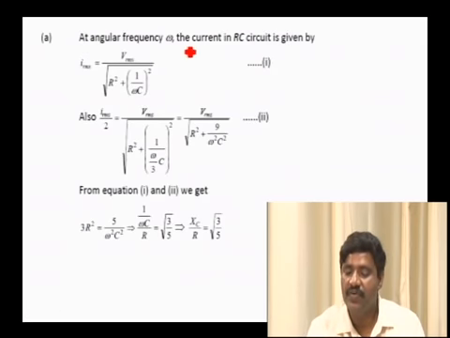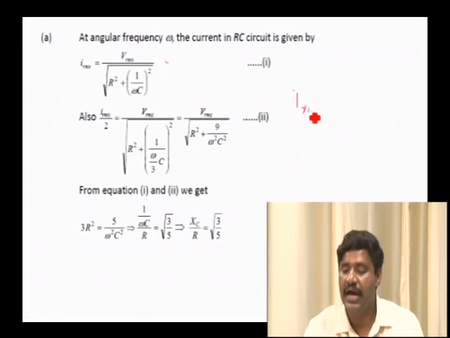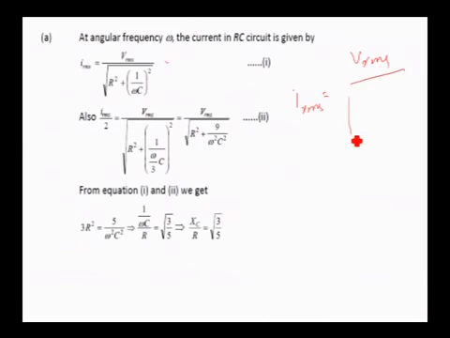At angular frequency omega, IRMS, how do we get this expression? See, IRMS is equal to VRMS divided by root of R square plus XC square, because this is nothing but Z. IRMS is equal to VRMS divided by Z. It is containing only R and C, that's why root of R square plus XC square. I am substituting it: R square plus XC is 1 over omega C, square. That will be equation 1.